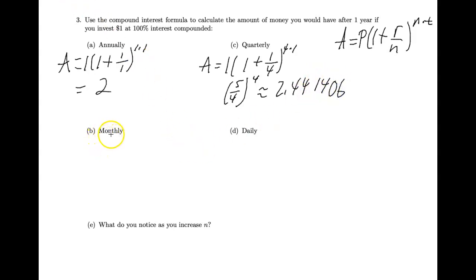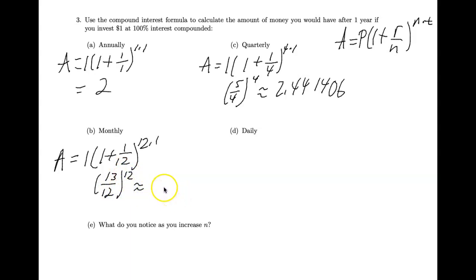When our interest is compounded monthly, n is 12. So A equals P, which is 1, times 1 plus r, which is 1 over 12, to the 12 times 1. We'll get 13 over 12 to the 12. Again, using my calculator, I come out with 2.613035.